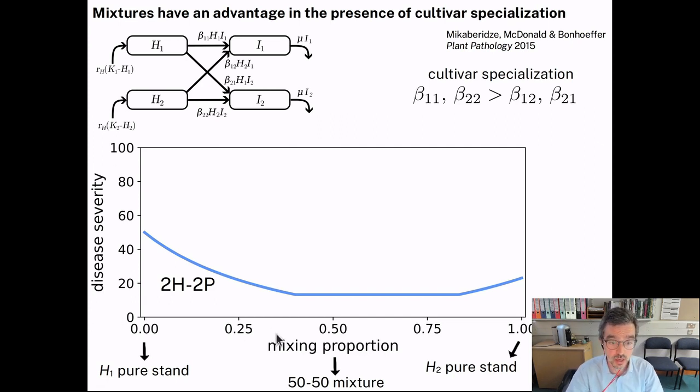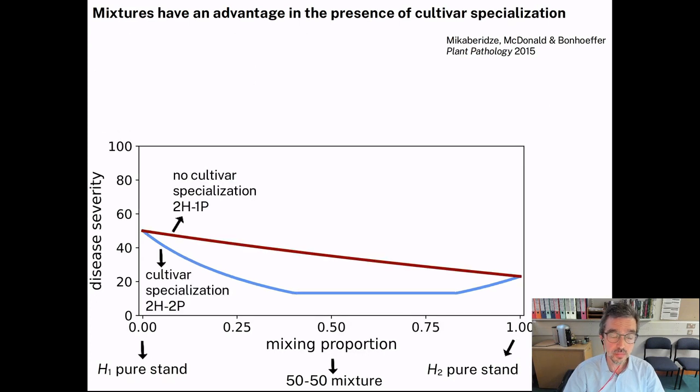Now, if this condition is fulfilled, if we do have cultivar specialization, then disease severity exhibits quite an interesting non-trivial pattern as a function of the proportion of the two cultivars in the mixture. So it essentially decreases as we increase the proportion of the more resistant cultivar, but then the disease severity is minimized across a large range of values of intermediate mixing proportions, and then it increases again. And so in this case, there is a clear advantage of using mixtures, of using an intermediate proportion of the two cultivars in the mixture. And so by comparing these two curves, we can see that the mixtures can have a clear advantage in the presence of the cultivar specialization.